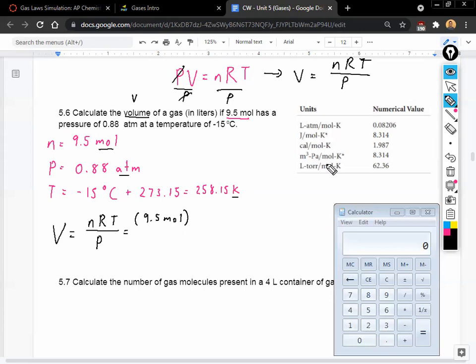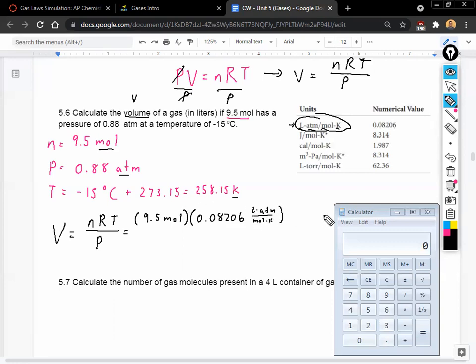So if we look for the units that are present, if you look at the first one, you're going to have moles, atmospheres, and Kelvin. So this is the one that we're going to be using, which means that when we solve for volume, we're going to have the volume in liters because that's the measurement for volume that this value gives us. So we're going to plug in 0.08206. And if you want to actually write the units, it'll be liters times ATM over moles times Kelvin.